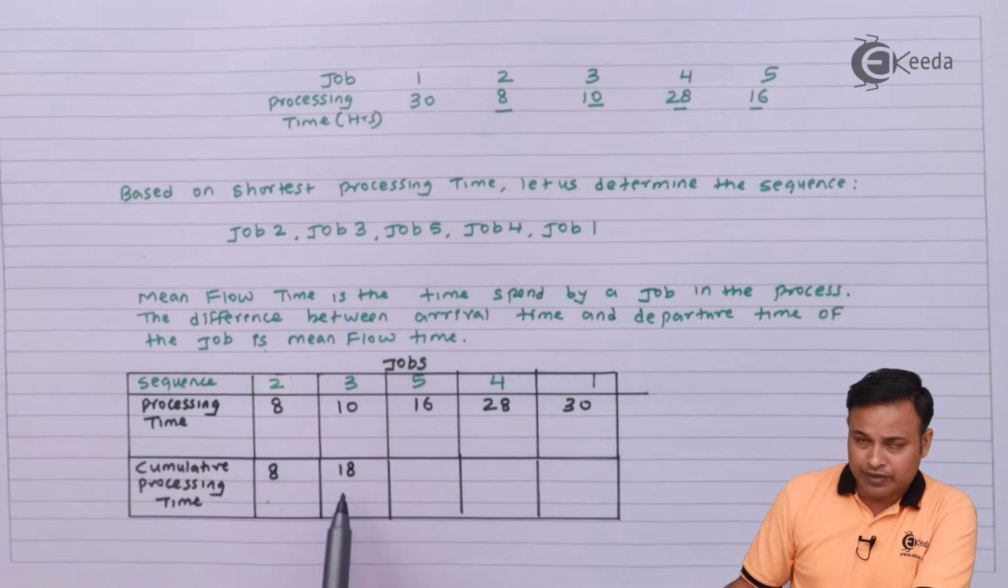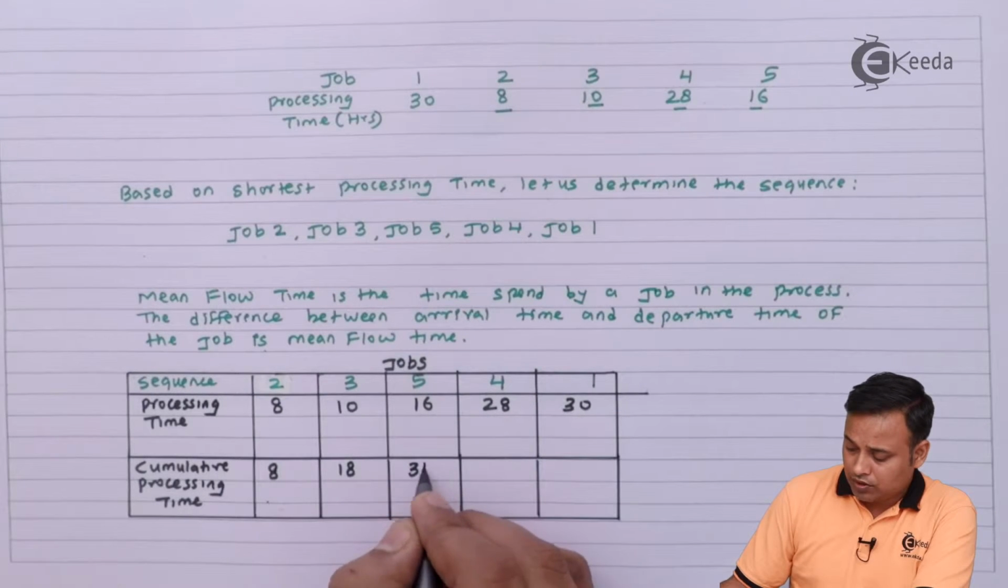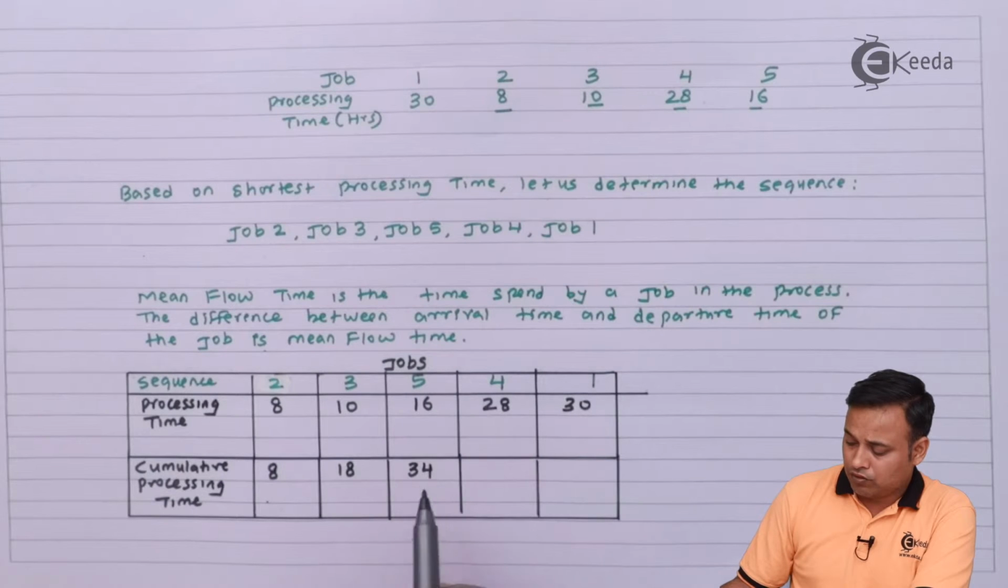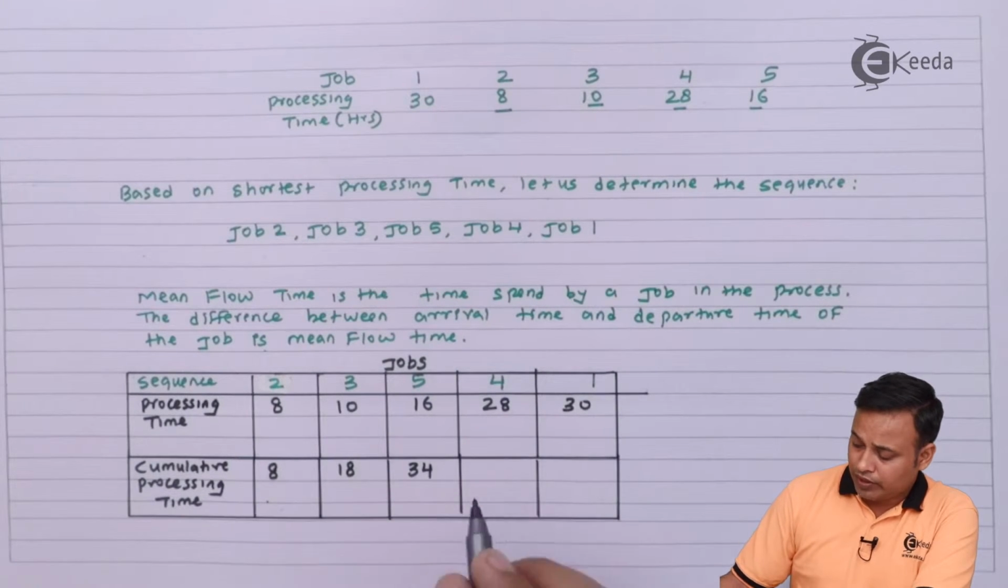Job 5 was waiting for 18 minutes and 16 minutes of its processing, 34. Job 4 was waiting for 34 minutes, after that its turn came, 34 plus 28.